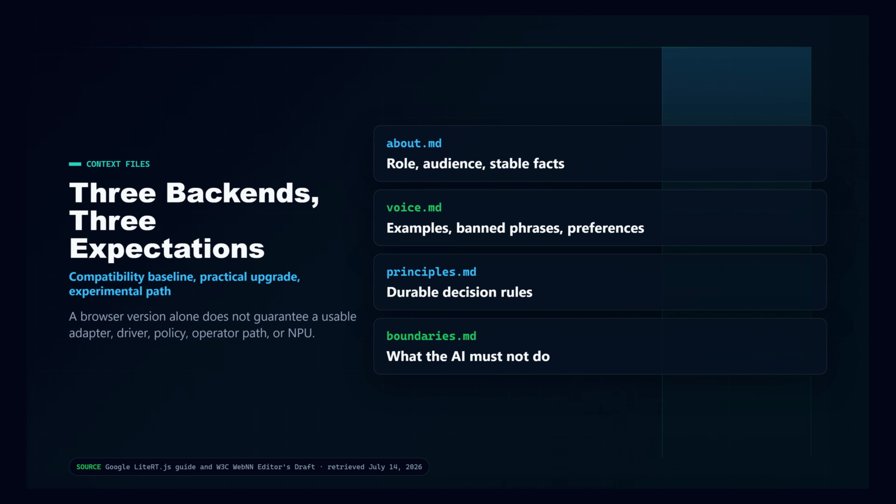WebAssembly is the compatibility baseline. It uses XNNPACK on the CPU and should remain the path that keeps the app useful when acceleration is unavailable. WebGPU is the practical performance enhancement today, but browser version alone does not guarantee a usable adapter, driver policy, or operator path. WebNN is more future-facing. Google's own guide requires experimental browser configuration, and the W3C specification is still a work in progress. So WebNN results belong in a clearly labeled appendix. They should never be blended into a default browser average or presented as normal NPU.